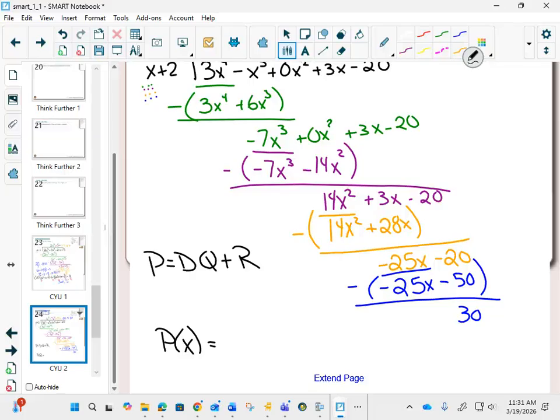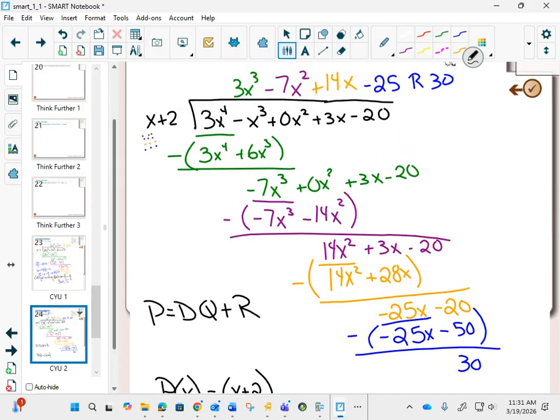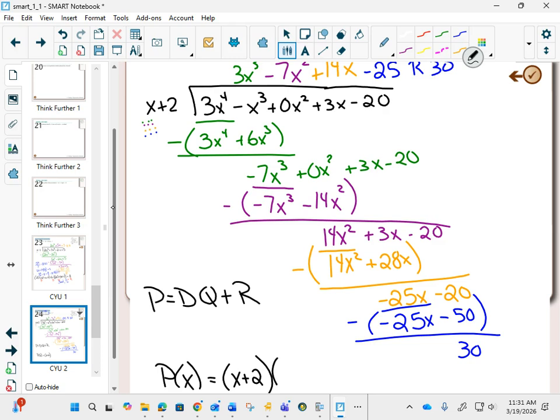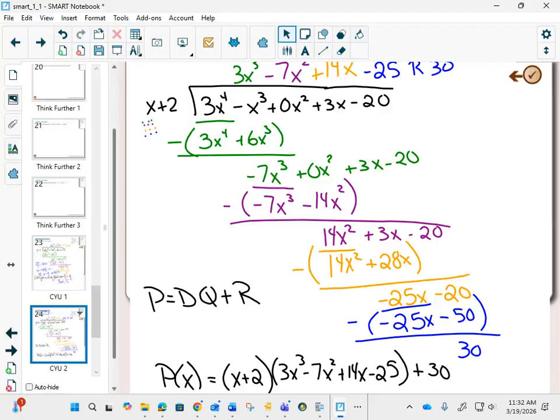So P of X equals, well, what did we divide by? We divided by X plus 2. What did we get as our quotient? We got 3x cubed minus 7x squared plus 14x minus 25. That is our quotient. And our remainder was a positive 30, so we go plus 30 in the end. This is our division statement.